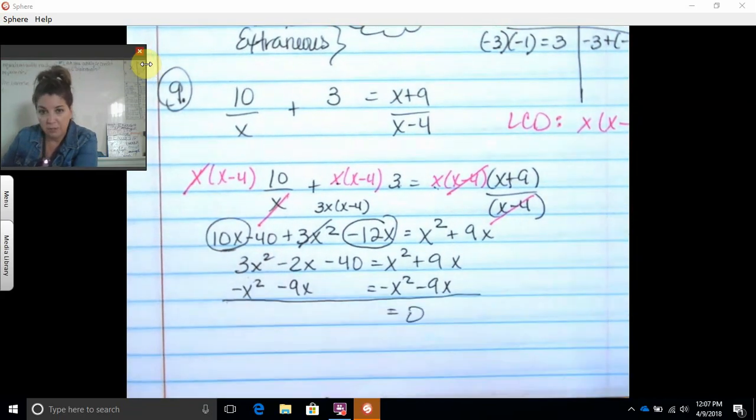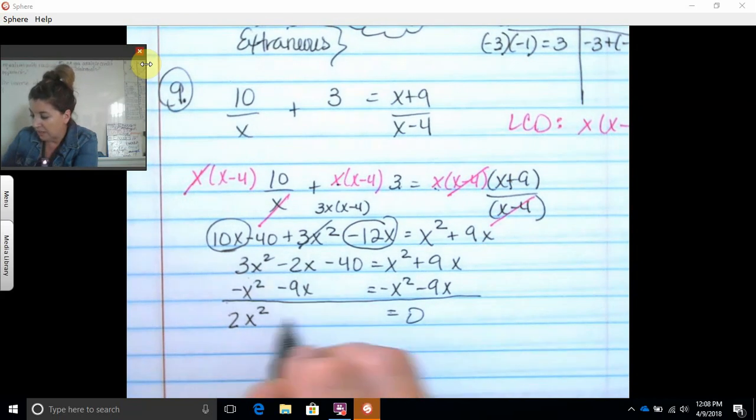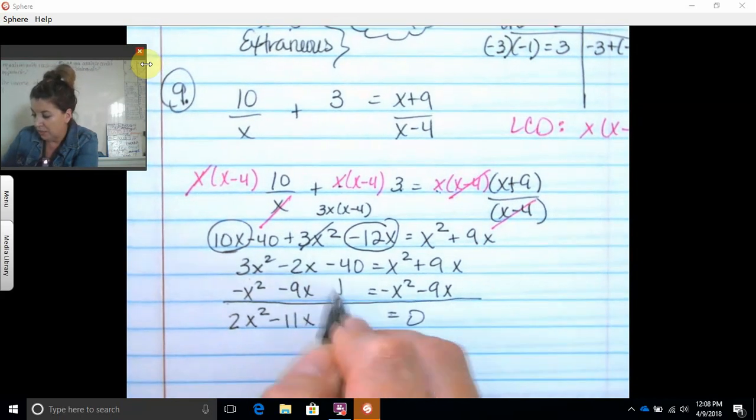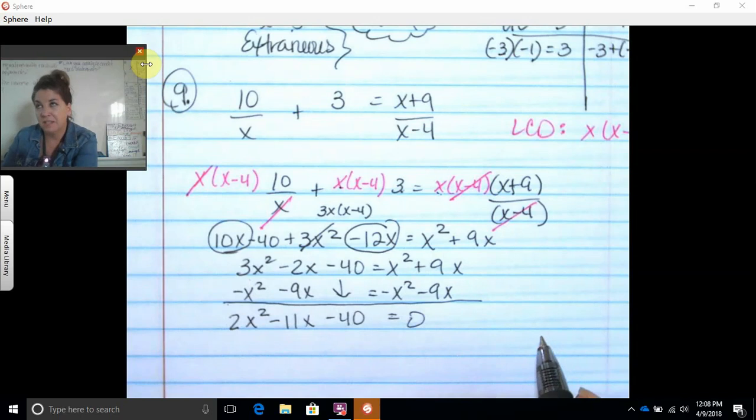So I have 0 on the right. 3x squared minus x squared is 2x squared. Minus 2x minus 9x is minus 11x. And don't forget to bring down the minus 40. Some may say you're going to drop it like it's hot. I may say, yes.